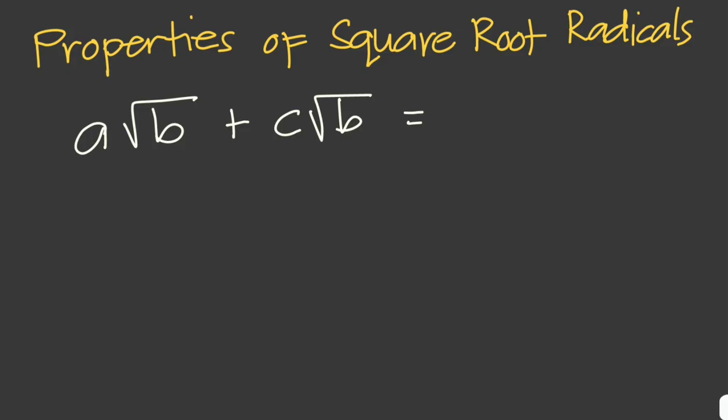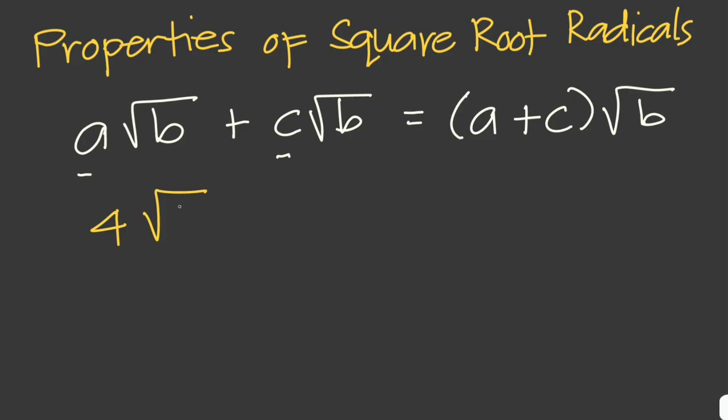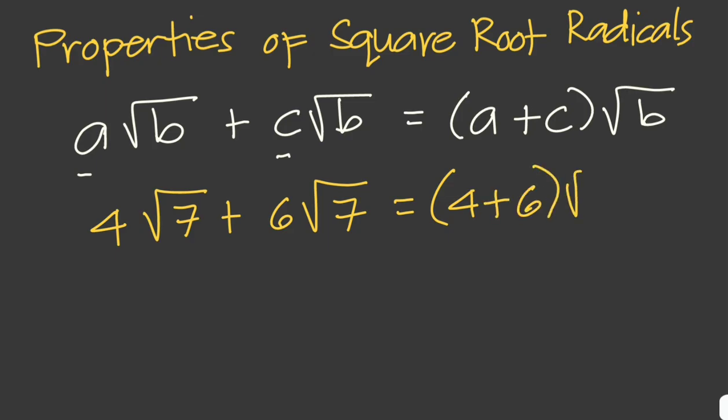So they have the same radicands. We just have to add up the coefficients of each of the terms. So we can write this as a plus c, then copy the radicand square root of b. Say for example, we're given 4 square root of 7 plus 6 square root of 7. Then we can write this as 4 plus 6 square root of 7, or 10 square root of 7.